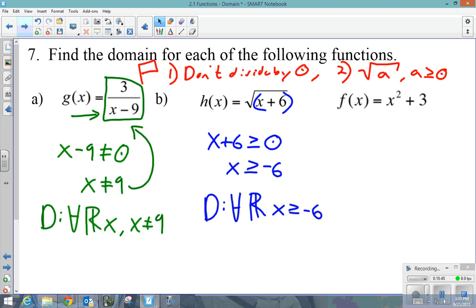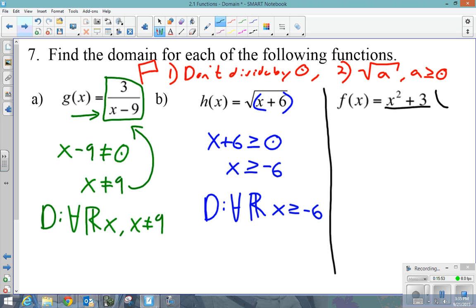All right. So for my last piece, well, the nice thing about a function that is a quadratic, I know it's a parabola that goes off to the left and right forever. Okay. I can do any x value I can plug in. You give me any number, I can square it and add 3 to it. So for this one, our domain is just simply for all real x's.